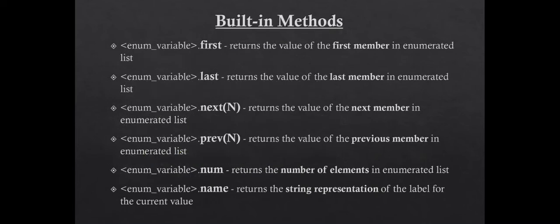And we have built-in methods in enumeration. The first one is dot first, which returns the value of the first member in the enumerated list. Then we have last, which returns the value of the last member, and we have next, which returns the value of the next member, and prev returns the value of the previous member. Then num returns the number of elements and name returns the string representation of the label for the current value. Let's see a demonstration of how this works.